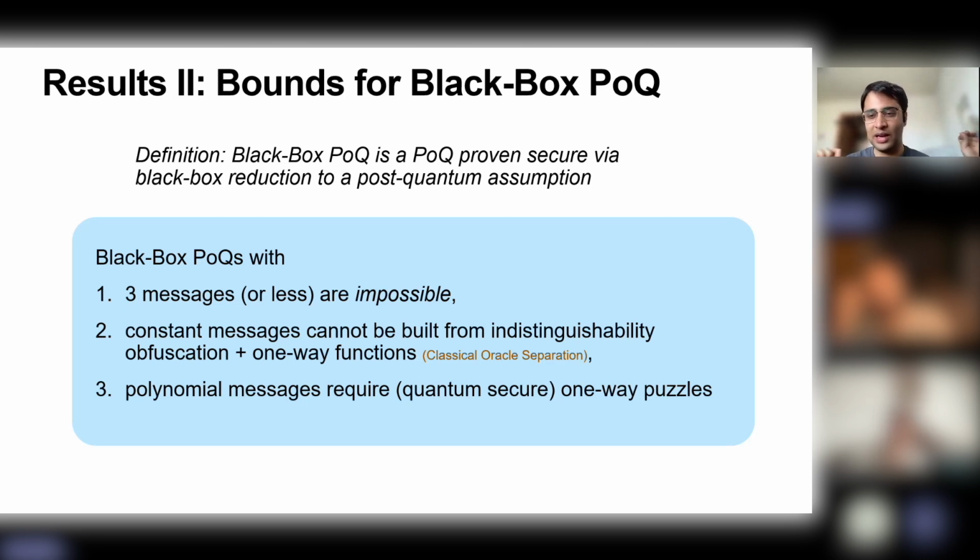The polynomial round setting is very tricky to work with. But even here, we get a slightly improved result, which is that with polynomial messages, this requires quantum secure one-way puzzles. I've not explained what a one-way puzzle is, but the main thing you need to remember is that earlier we know that proofs of quantumness require classically secure one-way puzzles. So here we've upgraded the security to be against quantum attack.